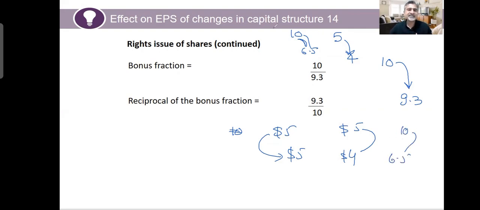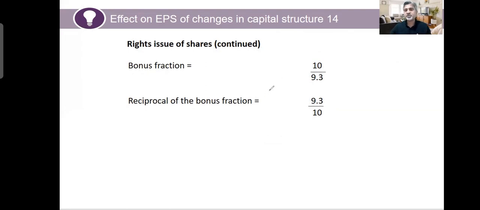So this was the reason. How much impact has it created on the share price? In this question, we said that before the rights issue, the share price was 10. After the rights issue, it is 9.3. And this 9.3 is TERP, the theoretical ex-rights price. And we also need the reciprocal. The reciprocal is 9.3 divided by 10, and this reciprocal we need to restate the last year EPS.